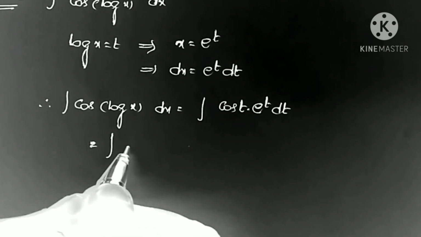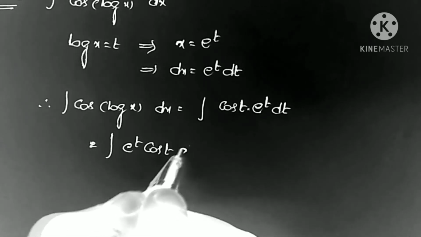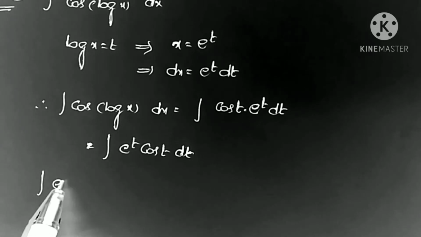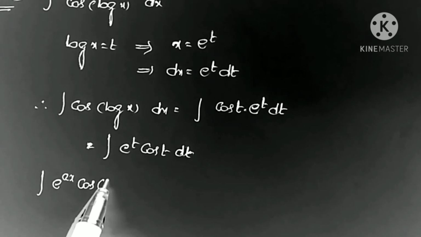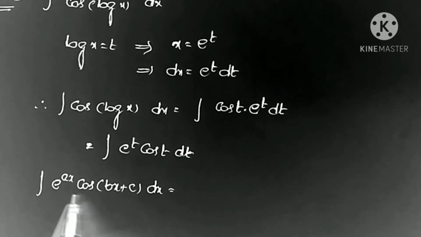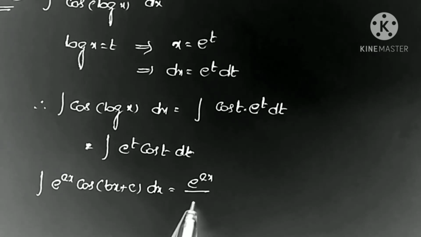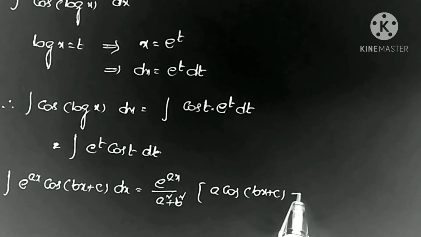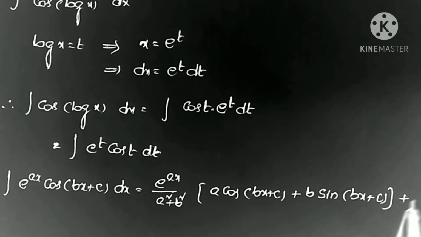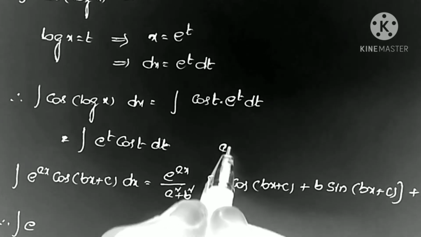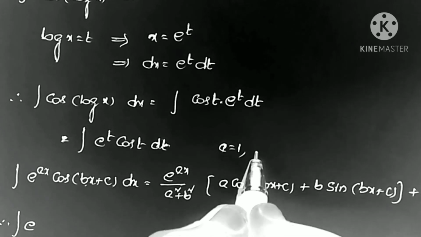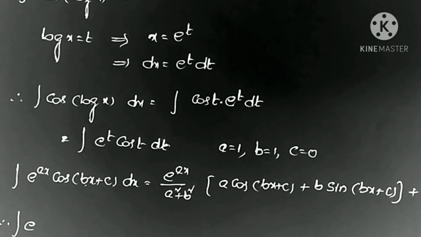Now this is equal to integral e^t into cos t into dt, which is in the form of e^(ax) into cos(bx + c). Now to find the integration of this term, we apply the formula integral e^(ax) cos(bx + c) dx. By applying this formula, we can get the answer directly. What is the formula? The answer is e^(ax) by a² + b² into [a cos(bx + c) + b sin(bx + c)] plus k. Now substituting the values, what are the a, b, c values here? When we compare these two, a is equal to 1, b is equal to 1, and c is equal to 0.